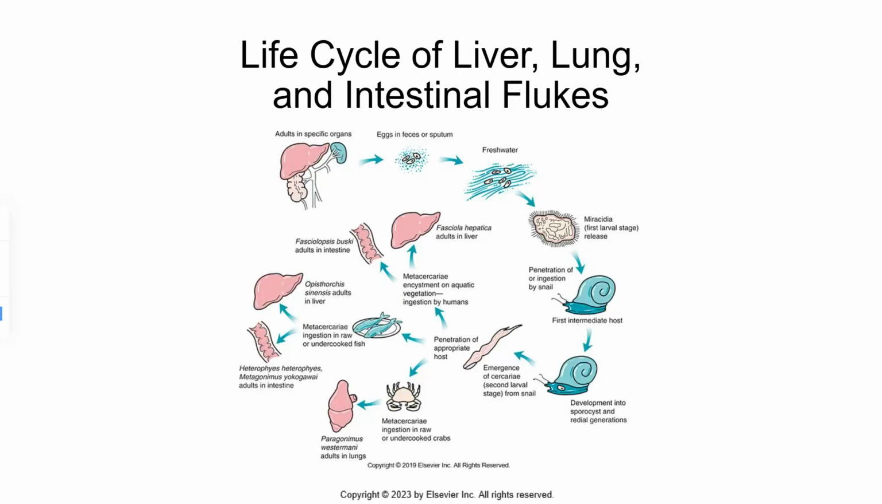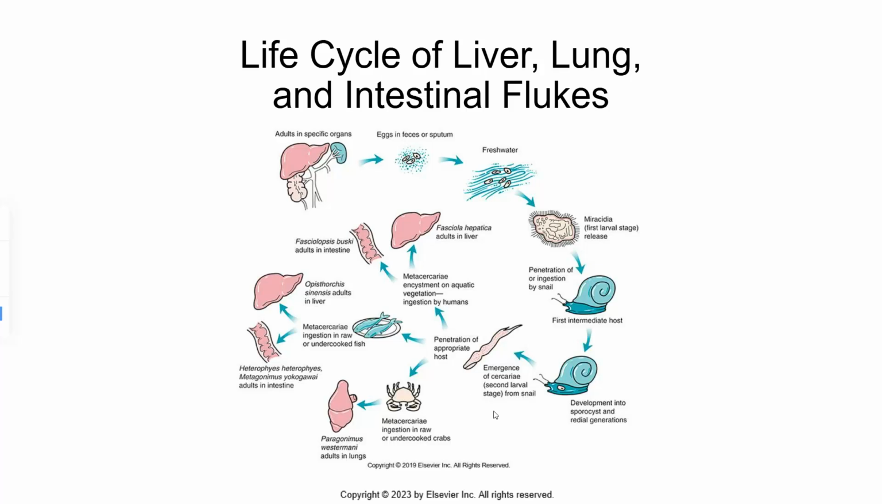The typical life cycle: if we start with the egg, eggs are going to be released into fresh water. Then the eggs are going to hatch and become the first larval stage, which is called the miracidia. The miracidia is then going to penetrate into a snail, and the snail is the first intermediate host. Once it leaves the snail, it's going to leave as a cercariae, which is the second larval stage. The cercariae can then enter into either crabs, fish, or vegetation in the water.